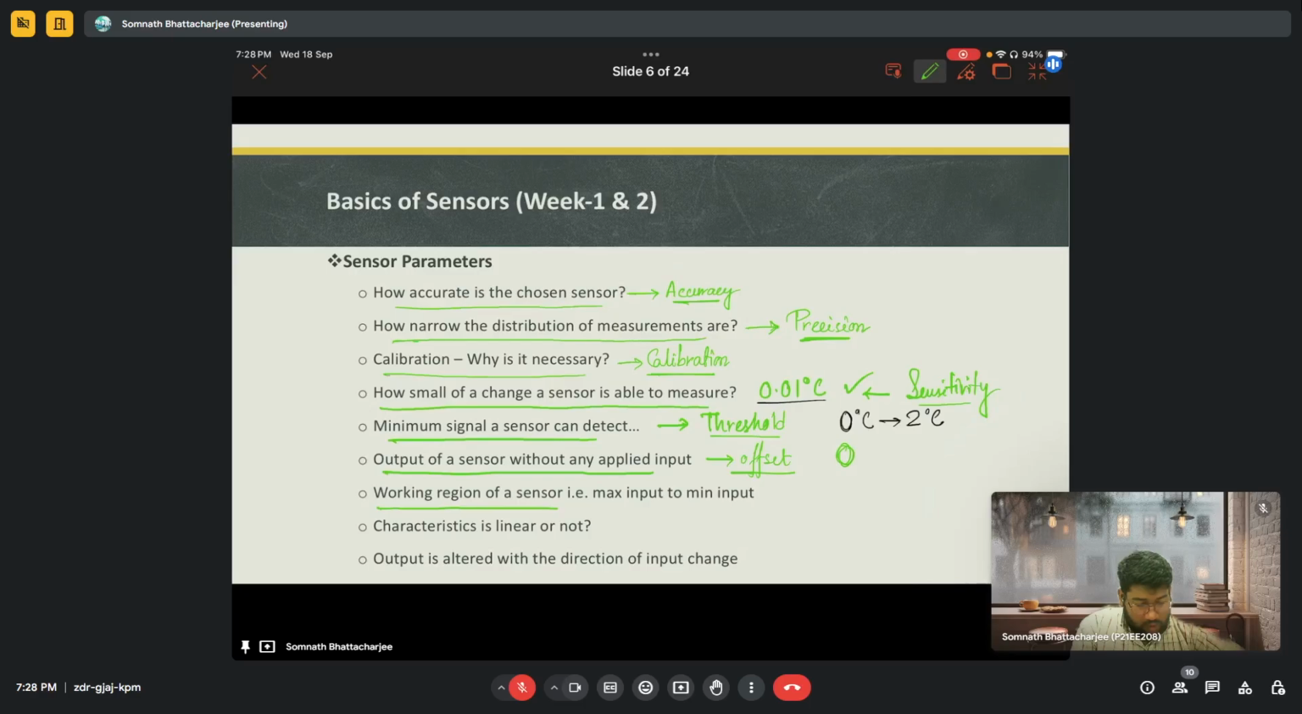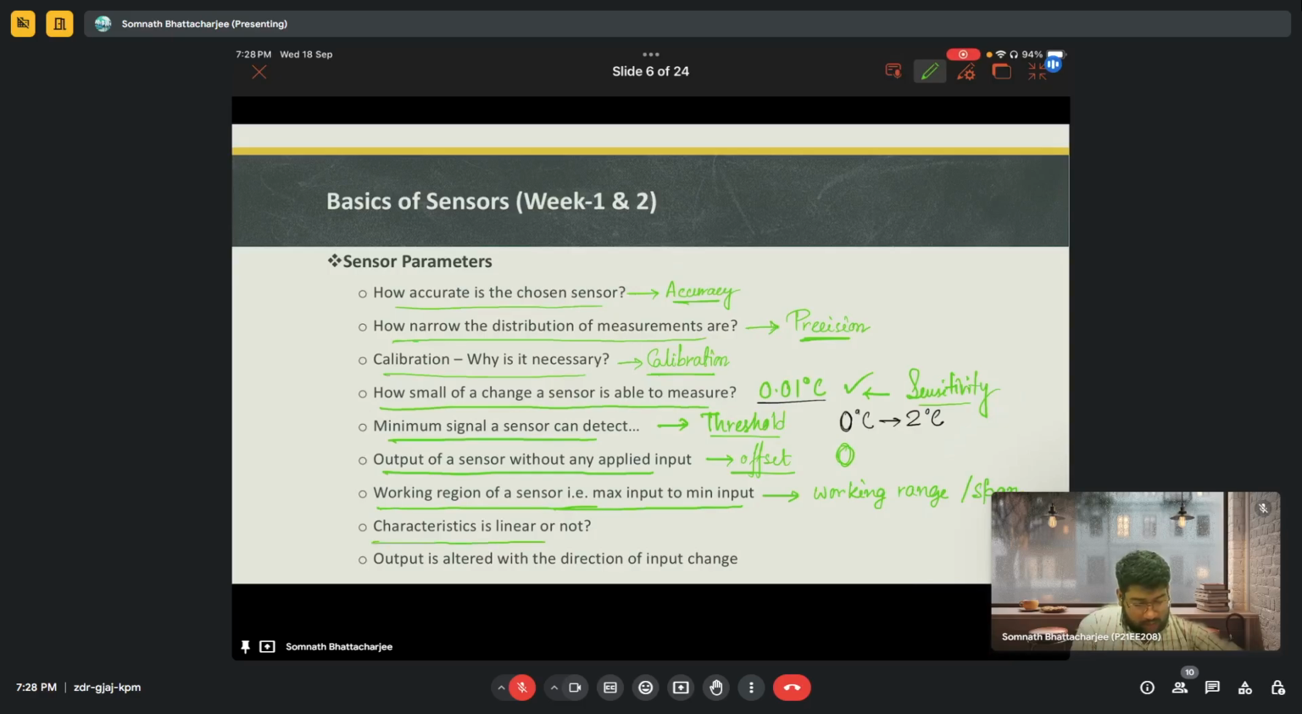Now, what is the working region of a sensor? In which range can a sensor work? This is called the working range or span of your sensor. So if your sensor is working from 0 degree to 10 degree, let's say, then your working range is 0 degree to 10 degree. Okay.